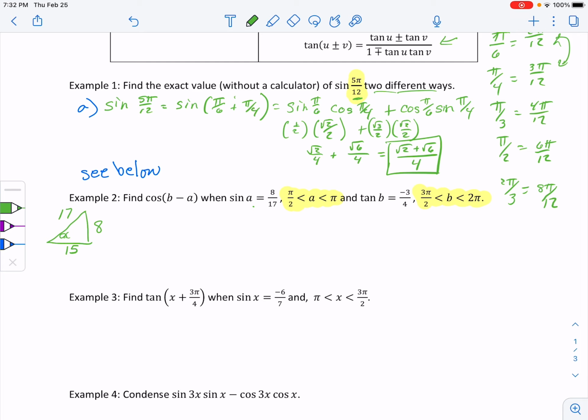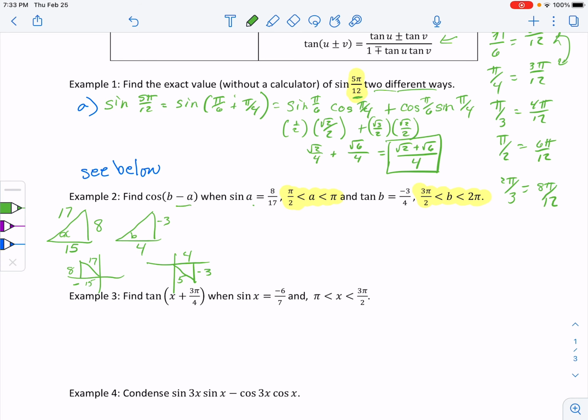And if I draw the triangle for beta, it tells me the tangent is negative 3 over 4. Now, this one's in the second quadrant, so it's up here. So this is 15, 17, and 8. So this is negative. That one, they tell me, is in the fourth quadrant. So it's down here. So we really have, this is negative 3 and 4, and this side is 5.